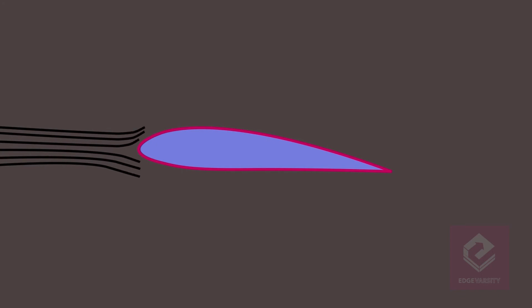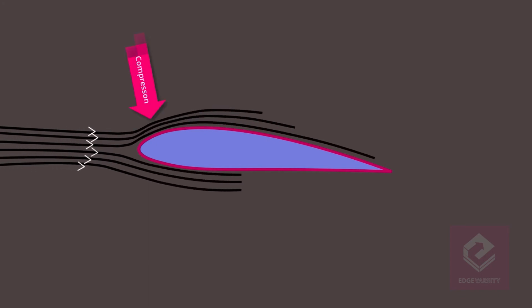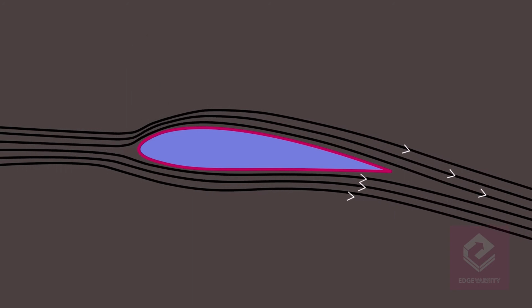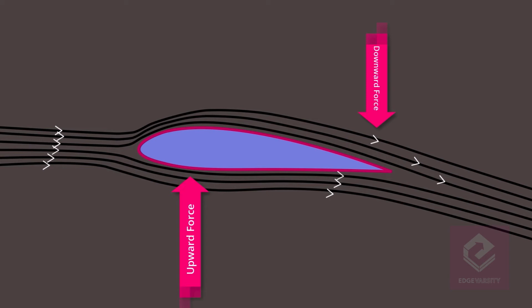Air hitting the aerofoil gets compressed at the head of the aerofoil due to its shape. This compression happens because of conservation of mass. This compression forces air to move faster above the aerofoil, but air below the aerofoil continues to flow slower. Fast-moving air over the aerofoil causes lower downward force, but the slow-flowing air below the aerofoil causes high upward force. The net upward force is called lift.